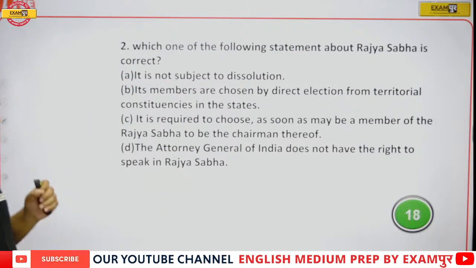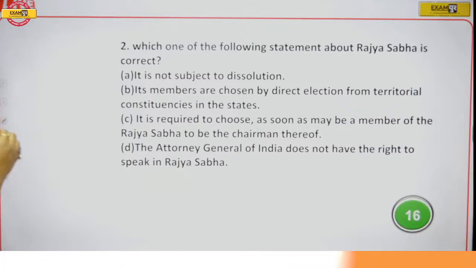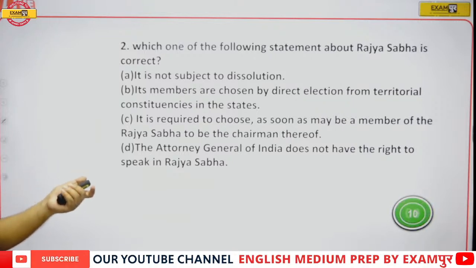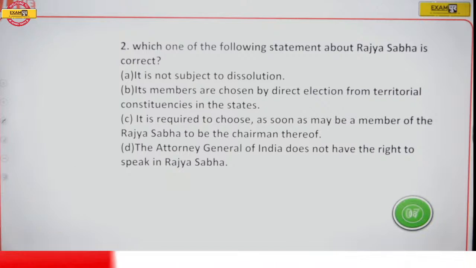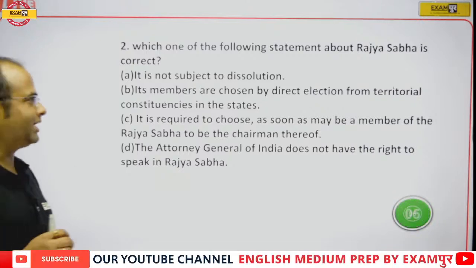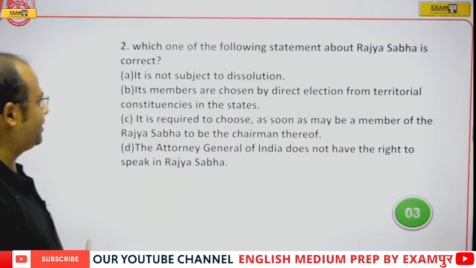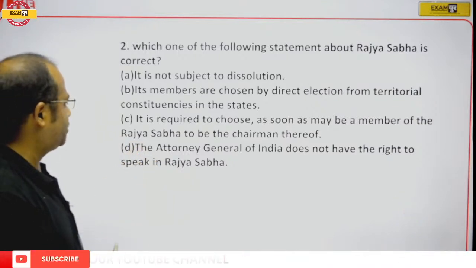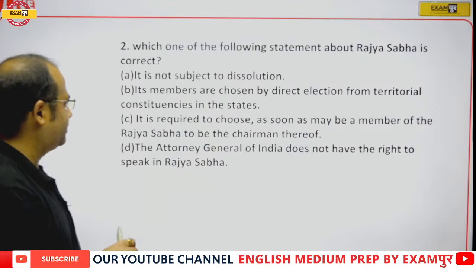The next question is a good question. Which of the following statements about Rajya Sabha is correct? It is not subject to dissolution. Its members are chosen by direct election from territorial constituencies. It requires choosing as many members of Rajya Sabha to be chairman thereof. The Attorney General of India does not have the right to speak in Rajya Sabha.